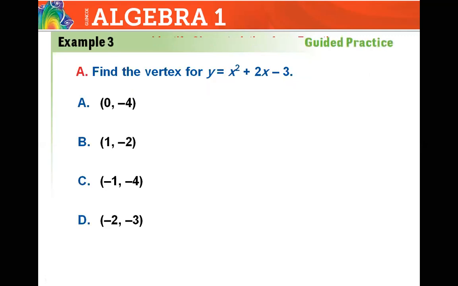Find the vertex. He asked me only about the vertex point for this equation, and we will choose one of the answers.